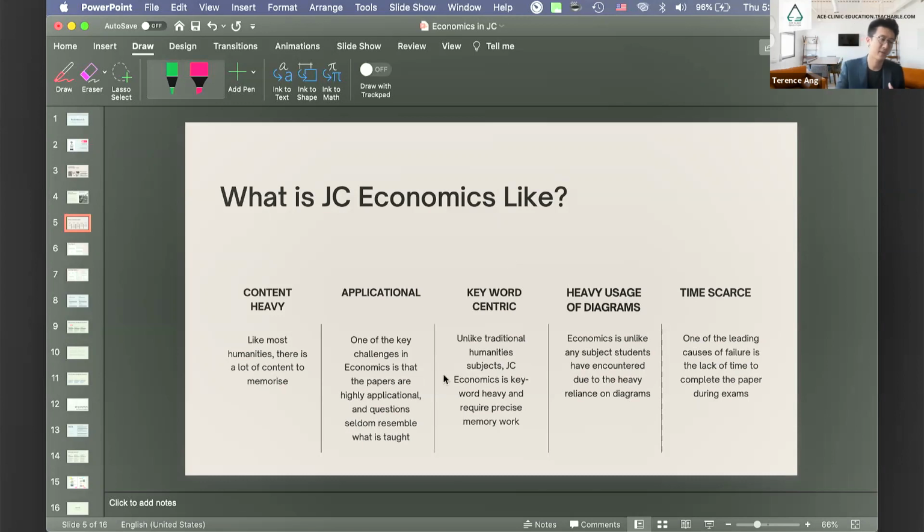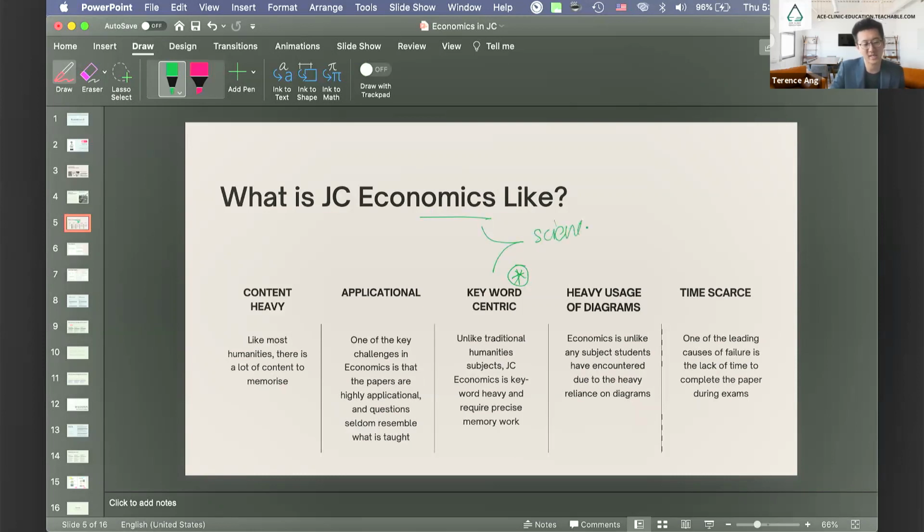This is something really interesting to think about, because in traditional humanities subjects, we're talking about history, literature, social studies and geography, there is clearly a certain amount of subject specific keywords, but economics takes this to a whole other level. And the way I like to convey it to my students is that economics at junior college level is quite like a science.